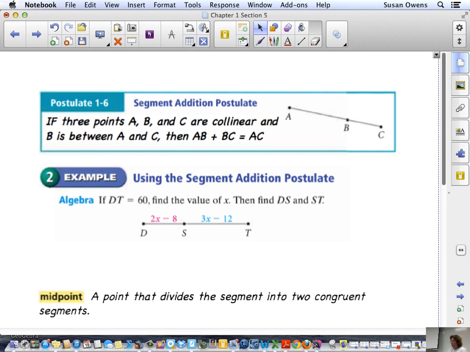This is one of the most important postulates we learned, the segment addition postulate. You will see it so much, we get so tired of it. Also the angle addition postulate, also get tired of, but here they are.